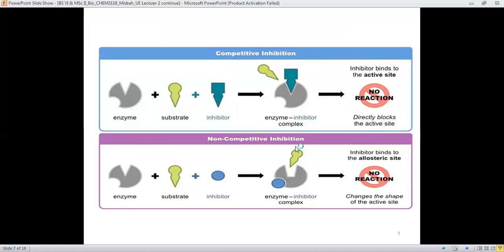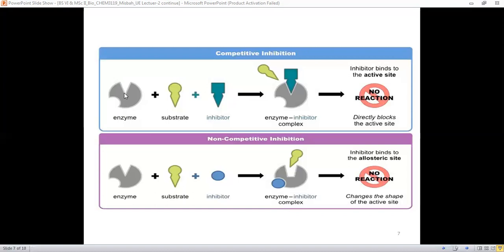For competitive inhibition and for non-competitive inhibition, you can see the enzyme shown over here. The active site of the enzyme is shown in the form of a cleft, and this is the second shape, which is shown as the allosteric site.